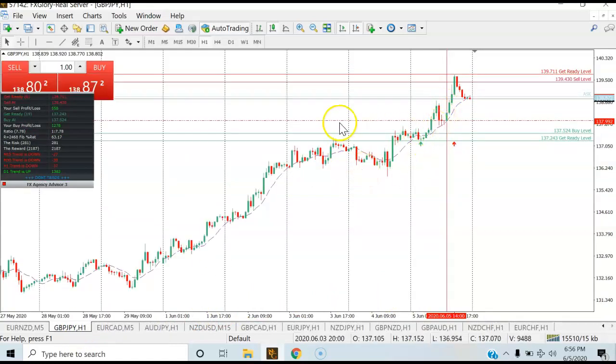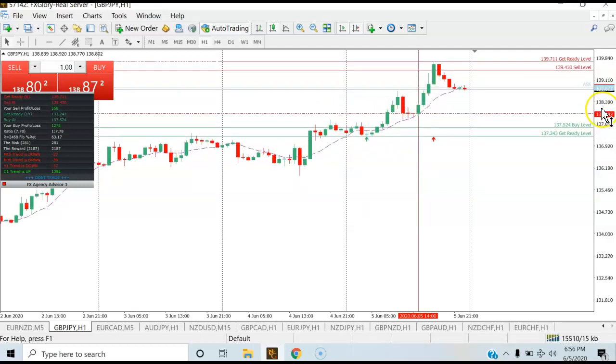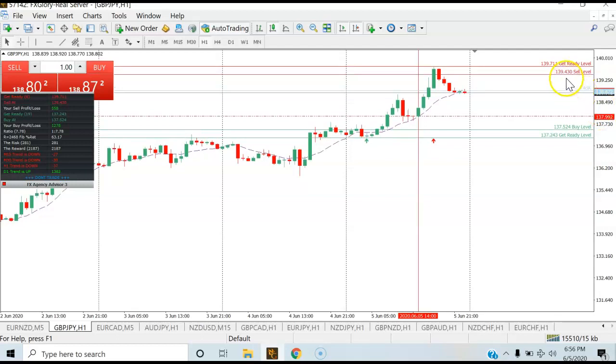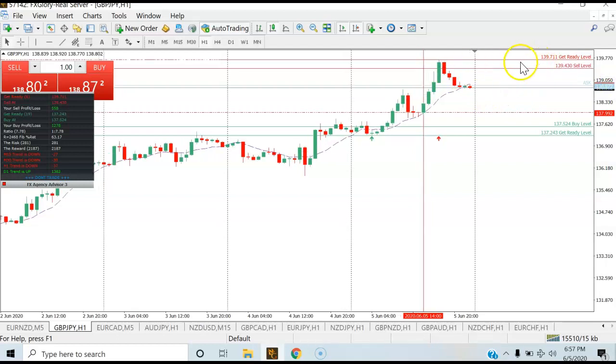And notice that pound yen had rallied quite a bit. And then what happens? We have a sell signal at 139.71. The alert on the FX advisory pops up, and it gives us this get ready level and sell level. So you know exactly when to enter a trade based on these two red lines.